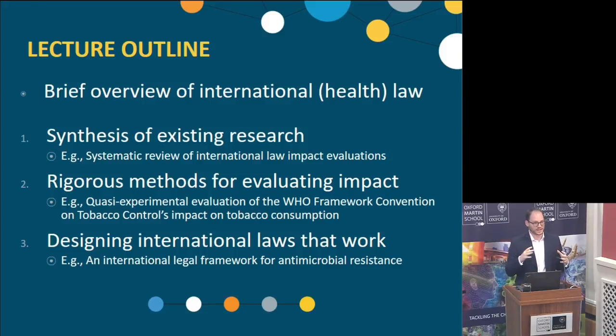And third is, ideally, after looking at past research and then showing you an example of some current research, I'm going to point you towards one example where we've been trying to apply some of these insights in order to design future treaties, in order to make them more effective. And for that, I'll bring the example of antimicrobial resistance, which is a global collective action problem, which we believe is in need of global collective action solutions.